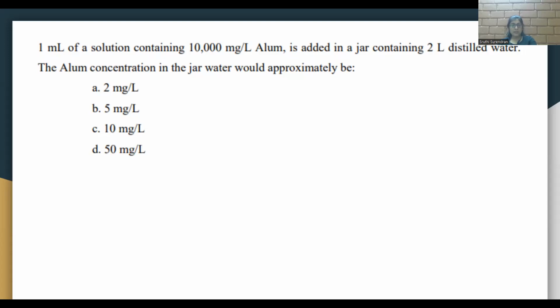Again, like we discussed in the earlier problem, this is getting the weight, the quantity in weight, and then finding out the concentration. Is it 5 milligram per liter? Correct. The answer is right.